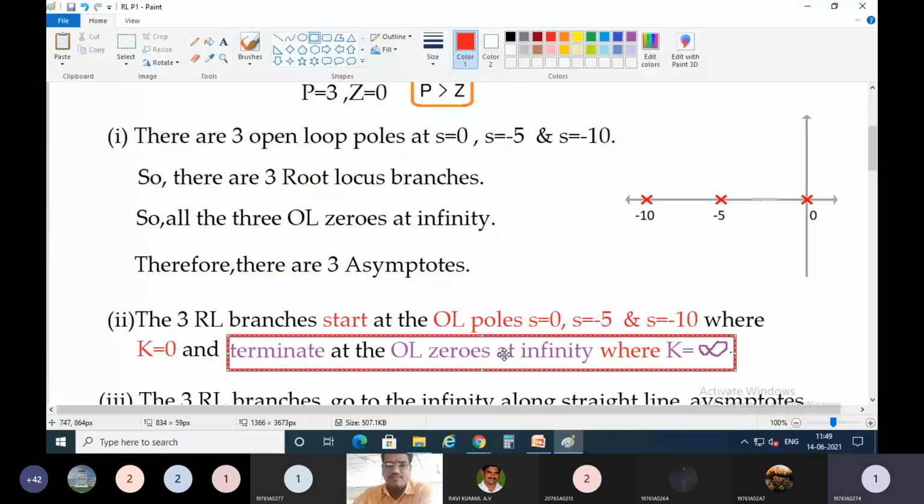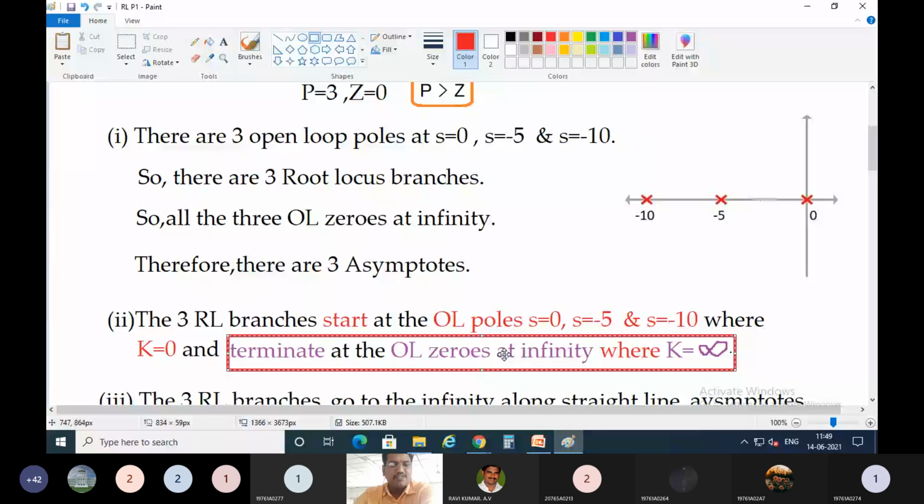What is the definition of asymptote? What is the meaning of asymptote? Asymptotes are the root locus branches which approach infinity. Any root locus branches which approach infinity, that is equal to the number of asymptotes. Remember, that is p minus z always. So p is 3, z is 0. 3 minus 0, how much are you getting? 3, sir. So that's why 3 asymptotes are there.